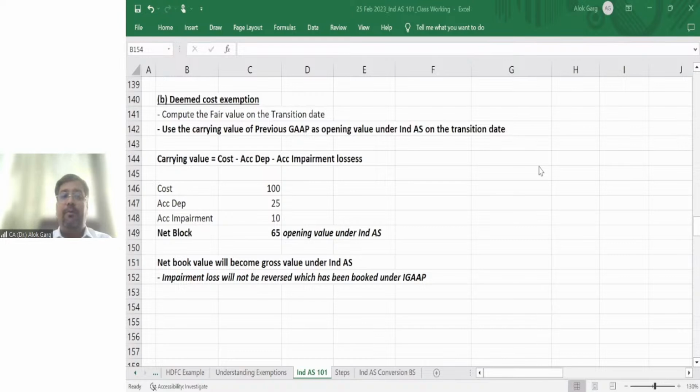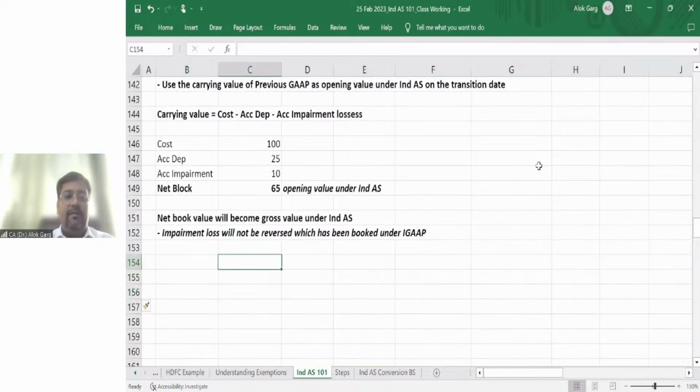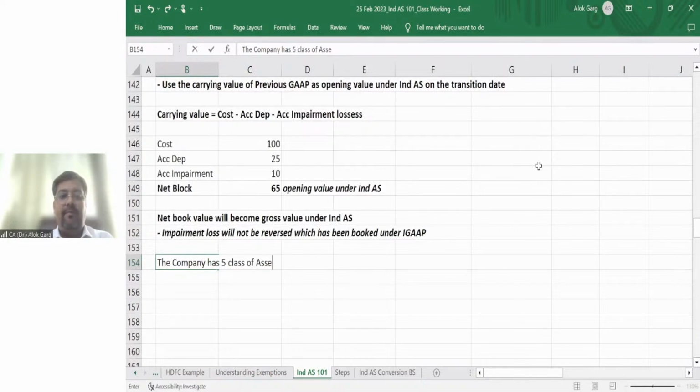Now let's discuss two important things here. Let's say the company has 5 classes of assets, and the company wants to apply fair valuation on 2 classes, and for the other 3 classes of assets, the company wants to apply this carrying value exemption.